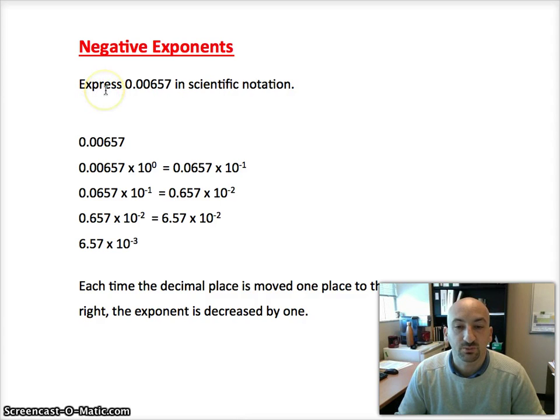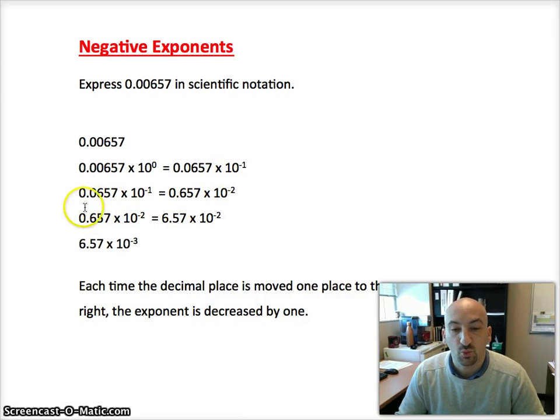Now, negative exponents. We can look at a number such as 0.00657 and express that in scientific notation. Once again, we could also express this as 0.00657 times 10 to the 0. Now if we move the decimal forward to the right, we make a bigger-looking number, 0.0657, and it's times 10 to the minus 1. As we move to the right, we now have negative exponents.